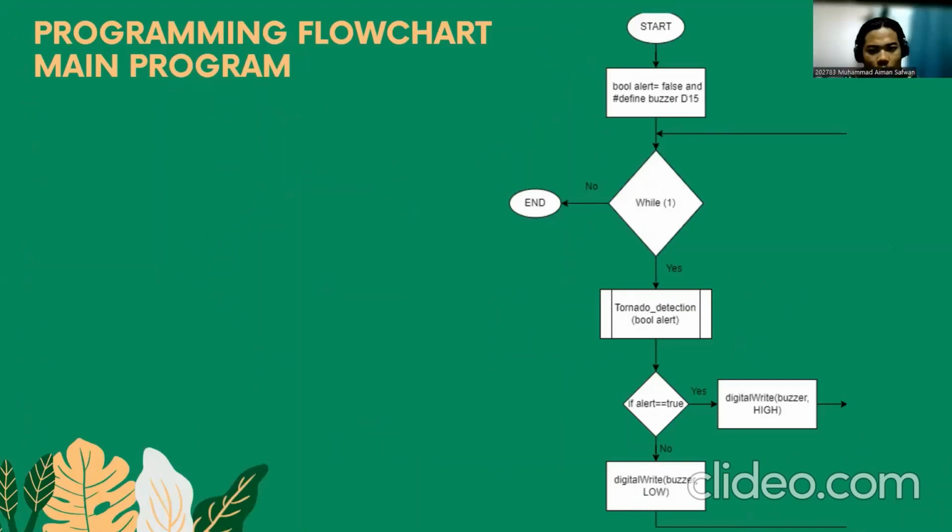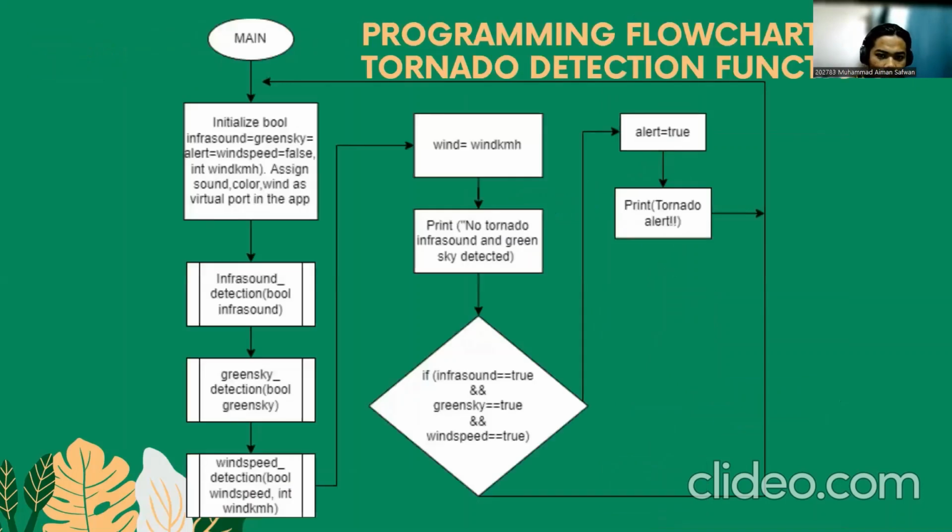So for the programming flowchart of the main program, it starts with the buzzer alert. It will loop the system, starting with tornado detection. If it is true, digitalWrite sets the buzzer to high, which will produce a sound. And if it is low, we will move to the next slide. So here is the programming flowchart for the tornado detection function.